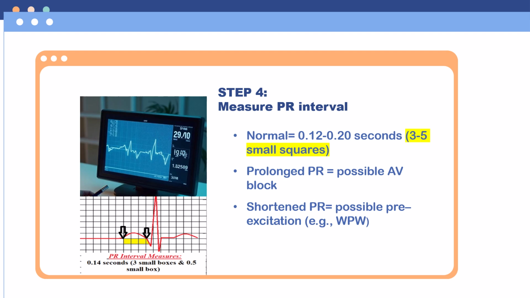Next is a shortened PR interval. If you see a shortened PR interval, it means some sort of pre-excitation. The SA node is having some sort of pre-excitation, which is why it is difficult to finish that 0.10 seconds. So what is important for you to identify more than anything else? What is important is to see the small squares. What do you mean by WPW? It is Wolff-Parkinson-White syndrome.